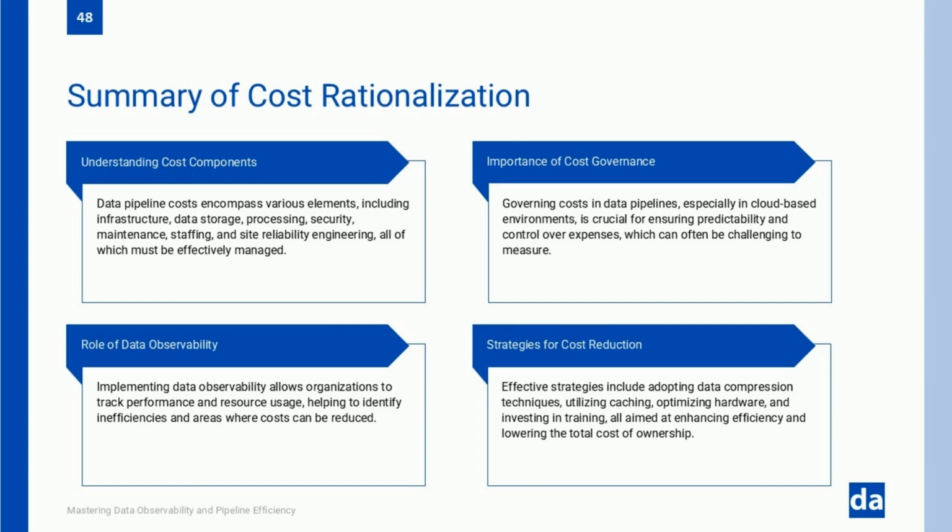1. Understanding cost components. The costs of data pipelines extend across several areas: infrastructure, cloud or on-prem resources like servers. Data storage, from databases to archival systems. Processing, the computational power needed for data transformation, security, maintenance, staffing, and SRE. All the unseen heroes that ensure your pipelines don't break down. Without clear visibility into these components, costs can spiral out of control.